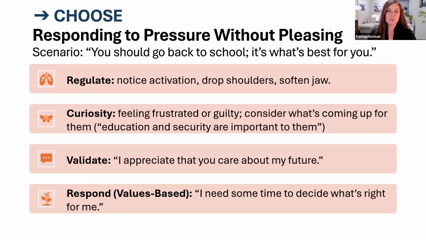When it comes to validation, what we're validating is the emotion: I can understand why you'd feel that way, or validating the value. In this case, I can appreciate that you care about my future, right? I'm important to you. So responding with a values-based response, meaning I want to maintain the relationship with this person. And so maybe I'd say something with a little bit of an undertone of a boundary: I need some time to decide what's right for me. And also a gentle response in order to maintain that relationship.